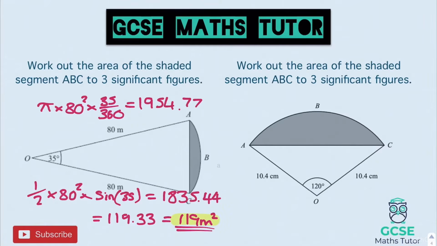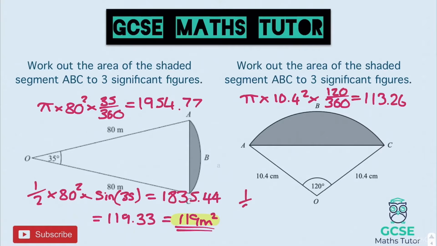Moving on to the one on the right, same process. We've got pi times 10.4 squared times 120 over 360. Let's see what we get for that. So pi times 10.4 squared times 120 over 360. There we go, and that gives us 113.26. Then looking at the area of the triangle, let's have a look again.